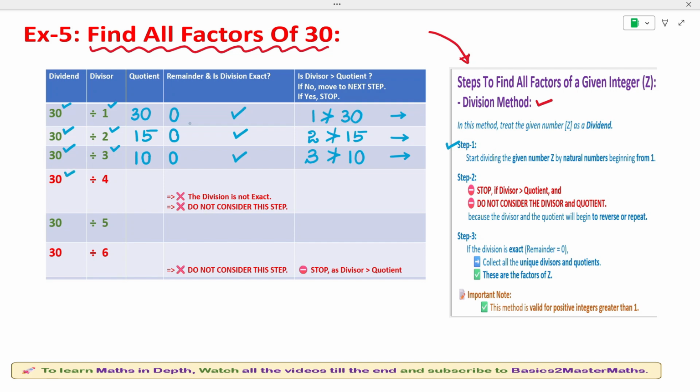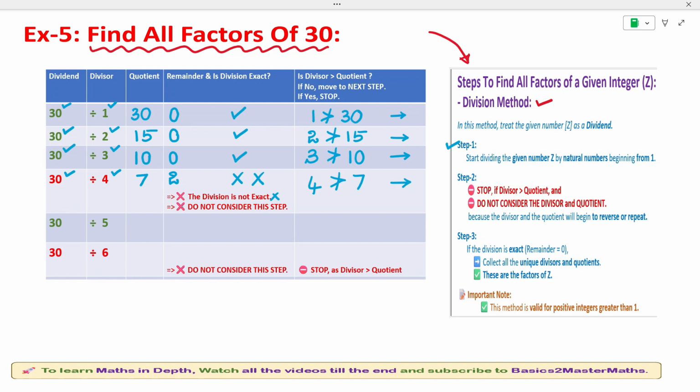When we divide 30 by 4, we get 7 as the quotient and 2 as the remainder. So, this division is not exact. Hence, please do not consider this step. In this case, the divisor 4 is not greater than the quotient 7. So, move to the next step.